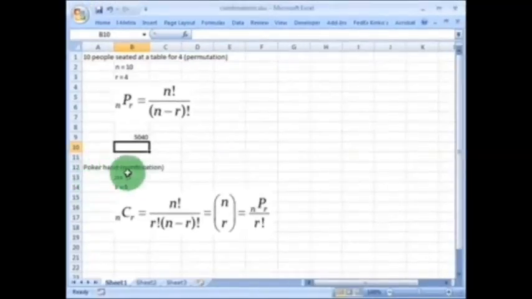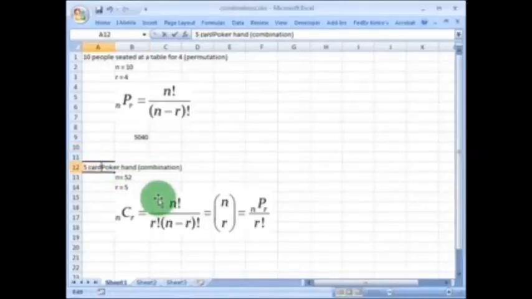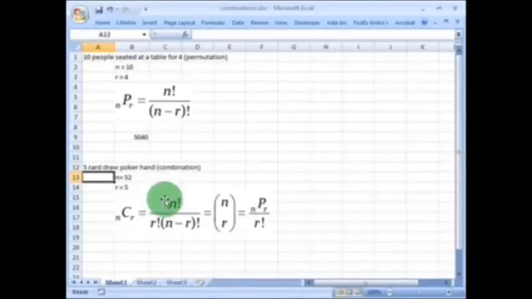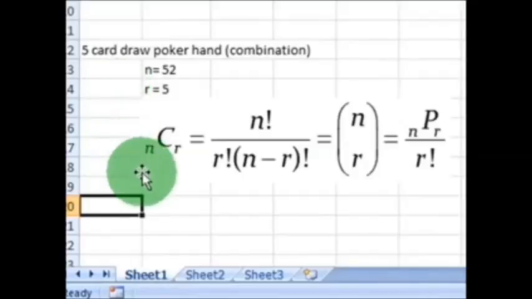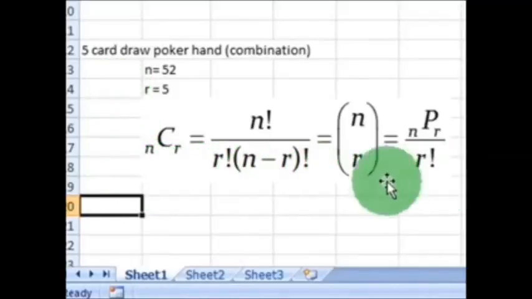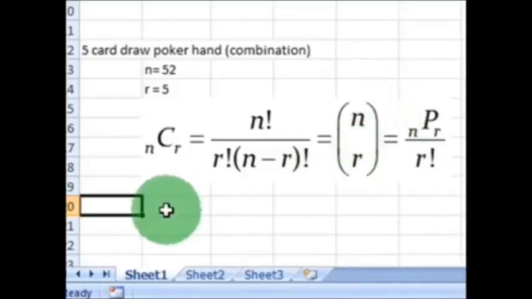Now let me do one more example. What about a poker hand? I should say 5-card draw. Let me just say 5-card draw poker hand. So that would be a poker hand where we hold 5 cards in our hand, but we don't care about the order. In that case, that's a combination question because it's a selection. We're not caring about the arrangement. N equals 52 because we have 52 cards. R equals 5 because we're taking 5 at a time. Here's the formula for the combination. Here's that shorthand notation you'll recall.